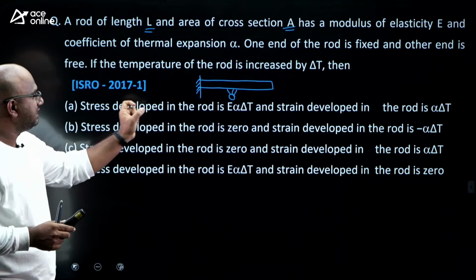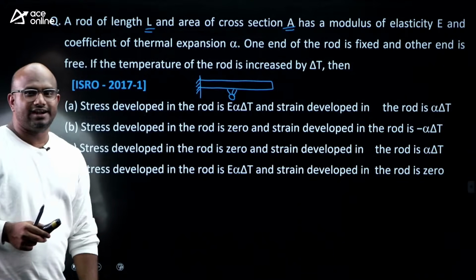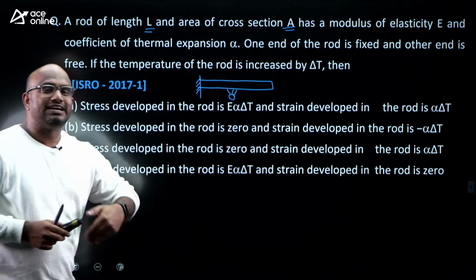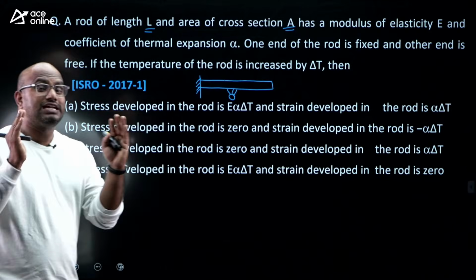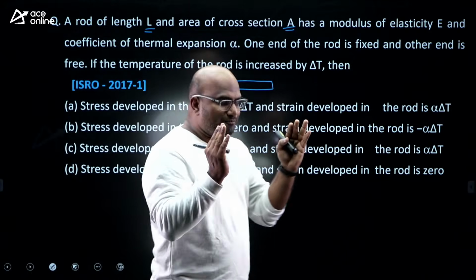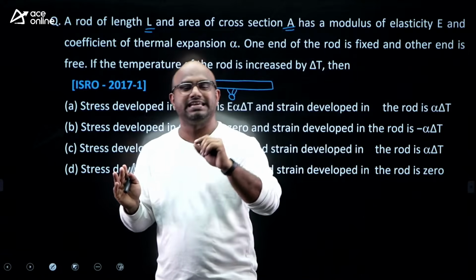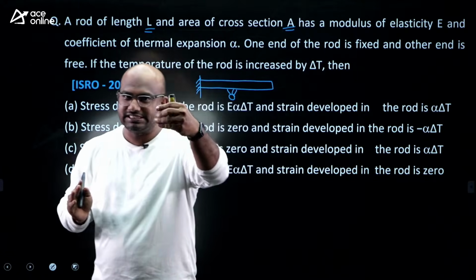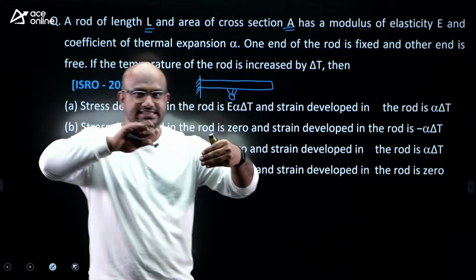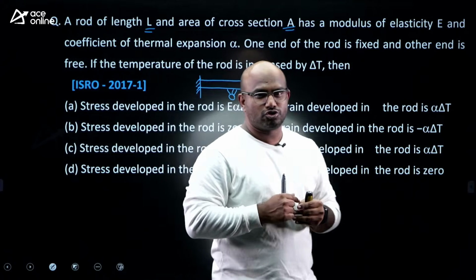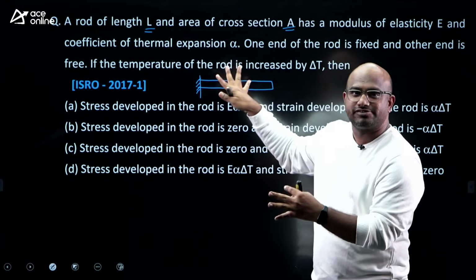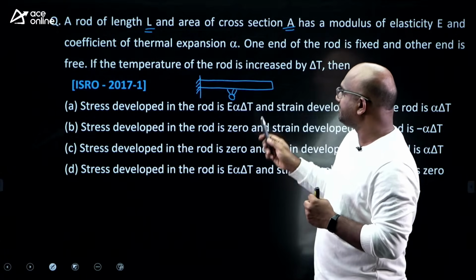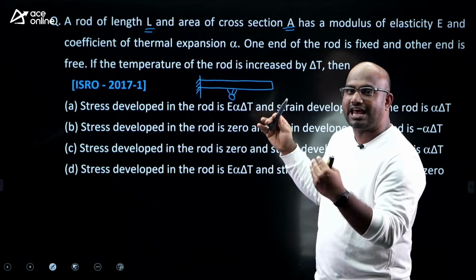Stress developed in the rod is E alpha delta T? No. That is the stress developed when both ends are fixed. He is correct: when both are fixed, E alpha delta T is the correct answer. You can check our classroom notes, case 2 we discussed. If both ends are fixed, E alpha delta T will come.